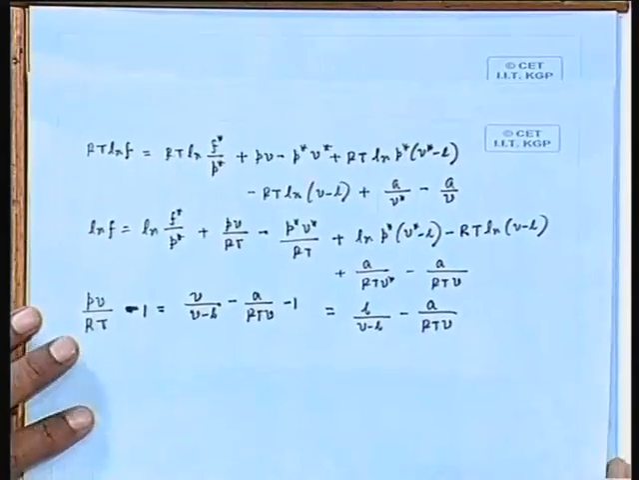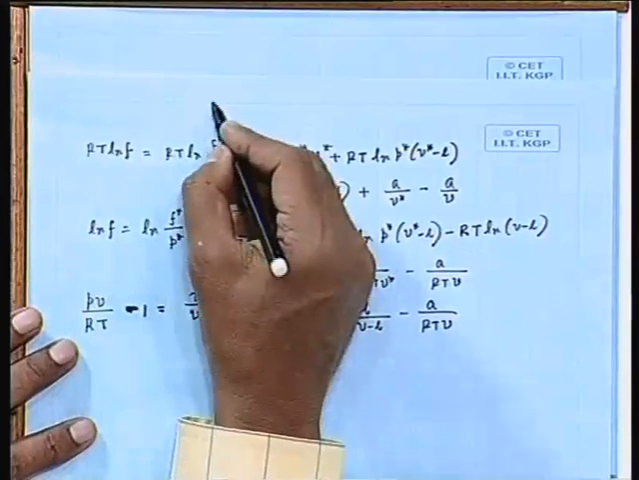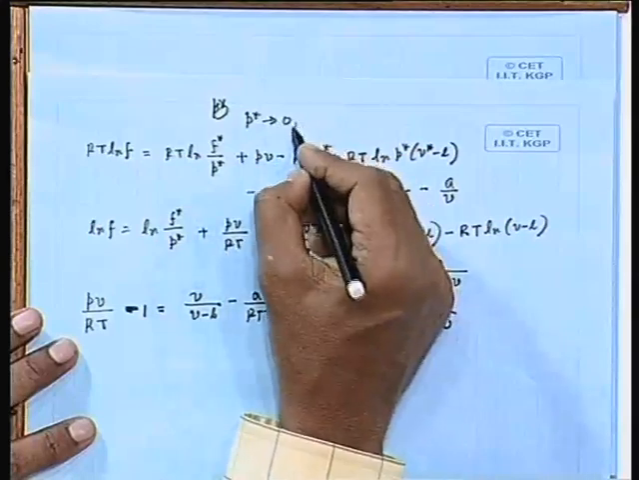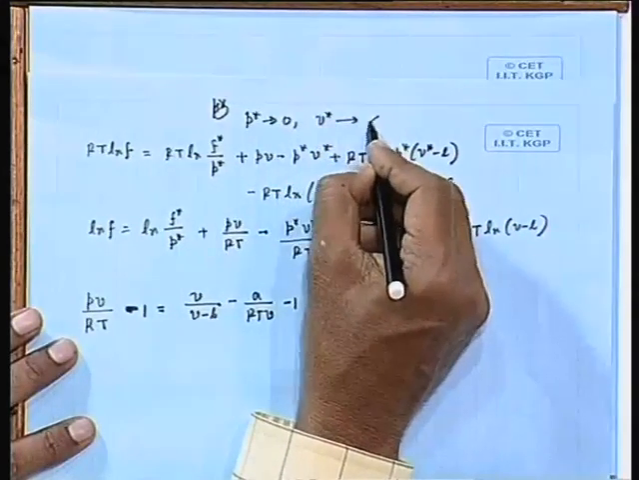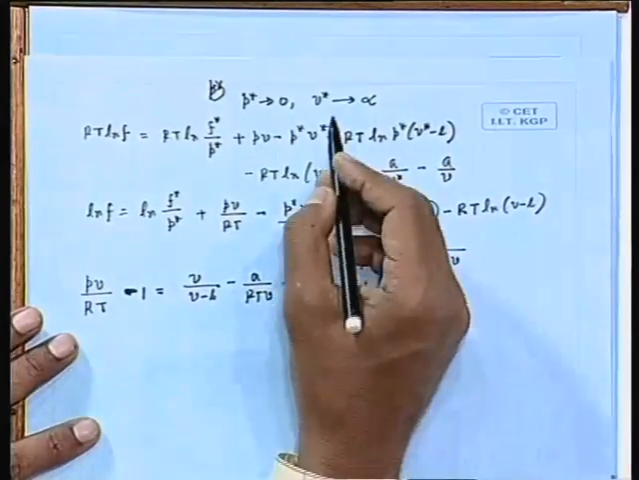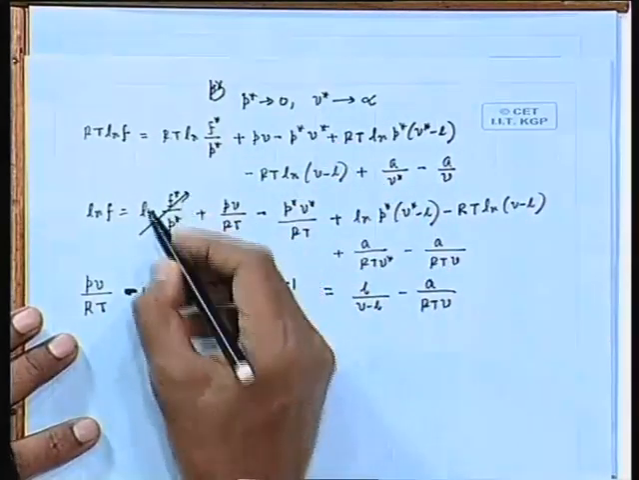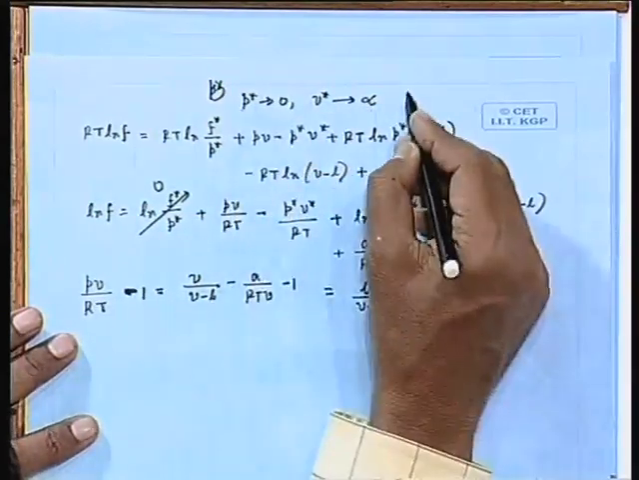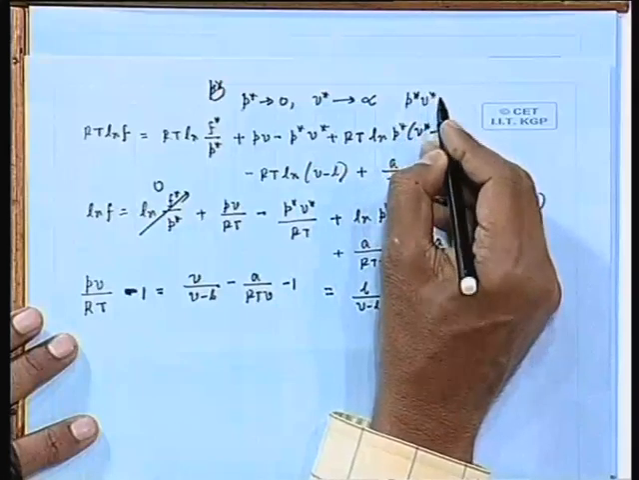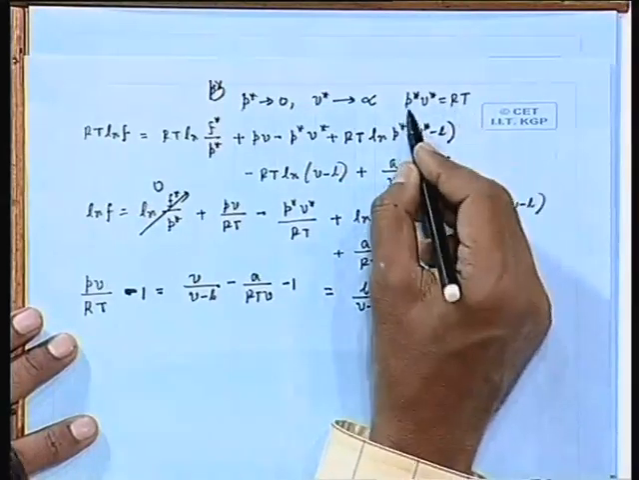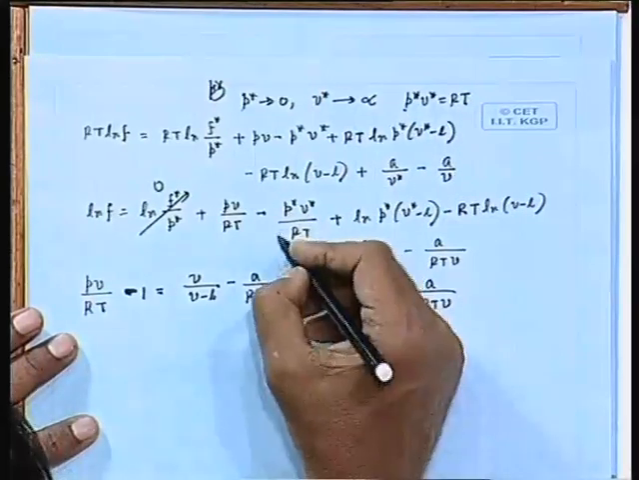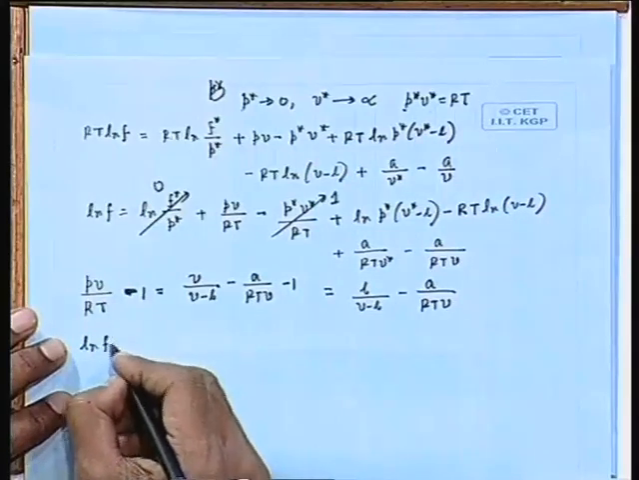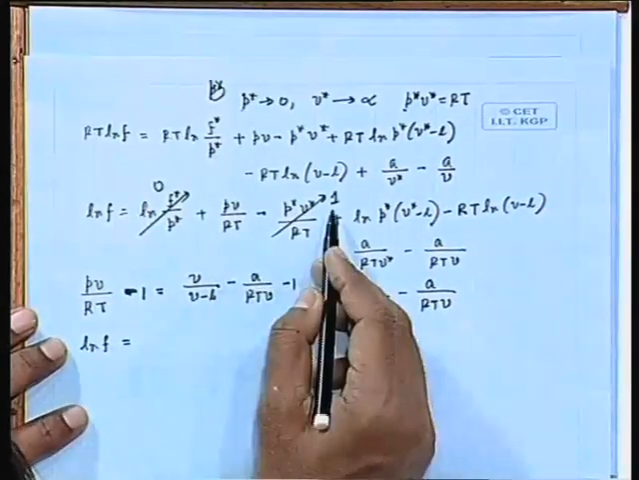All right. Now if P star is very small, if I take P star tending to 0 and V star automatically tending to infinity, then P star tending to 0 means ln 1 is 0. When P star tends to 0 and V star tends to infinity, at this reference state the gas behaves like an ideal gas, that means P star V star is RT. That means P star V star/RT equals 1. All right, that means we can write ln f is equal to PV/RT minus 1.